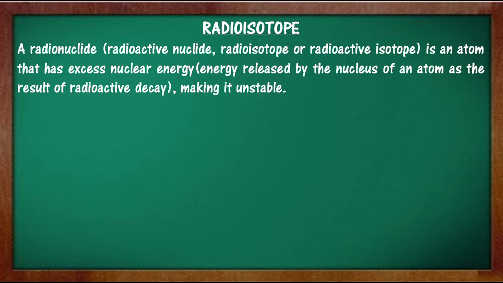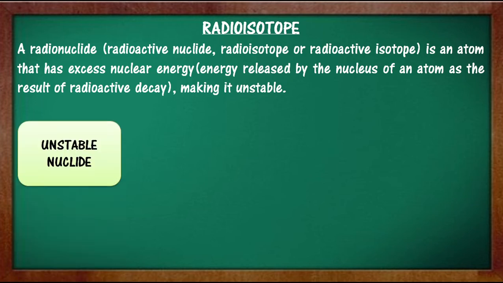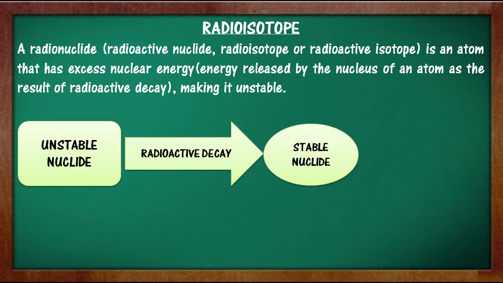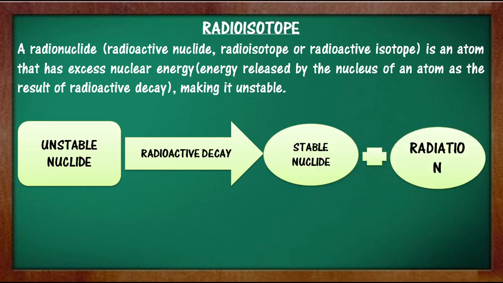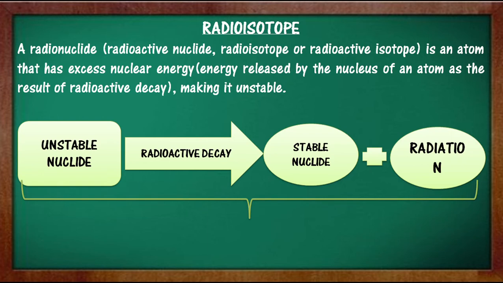If I take the nucleus of an atom, a nucleus consists of protons and neutrons. In a radionuclide atom, there is an excess amount of neutrons present in the nucleus, not protons. That's why we have excess nuclear energy, and that's why it makes the atom unstable. An unstable nuclide will become a stable nuclide by releasing radiation. This process is called radioactive decay.